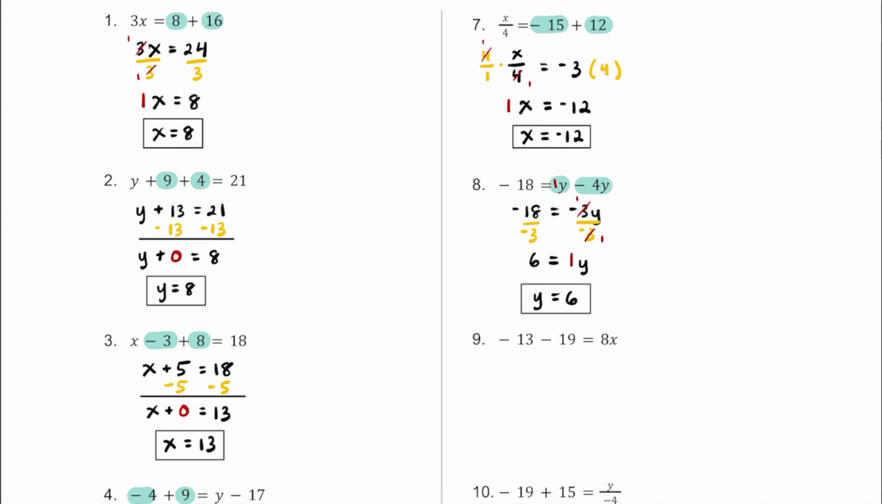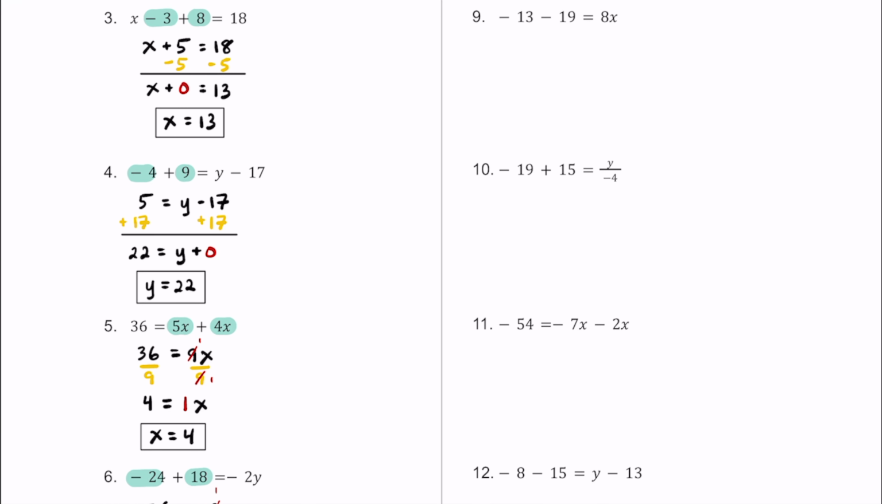Okay, moving on to number 9. For number 9, we have negative 13 minus 19 is equal to 8x. So the like terms here are on the left side of the equation. Again, you can think about this as negative 13 plus negative 19 if you add the opposite. And so this is a negative 13 combined with a negative 19 technically, and negative 13 plus negative 19 is going to be negative 32 if you combine those like terms.